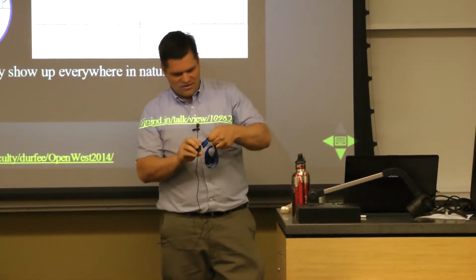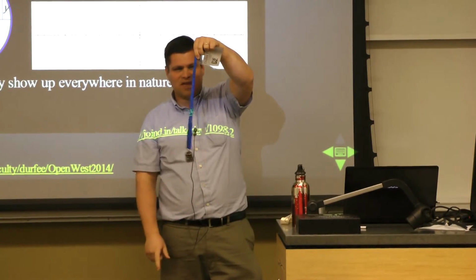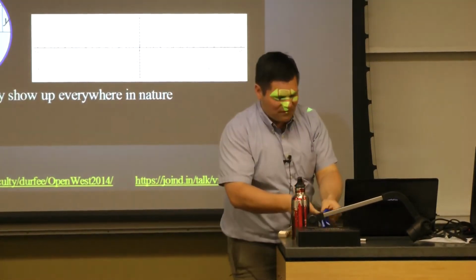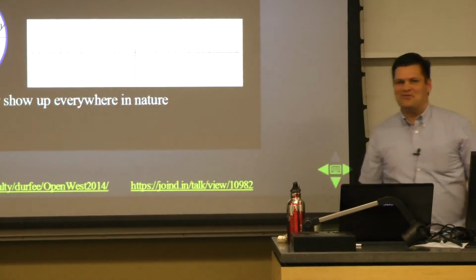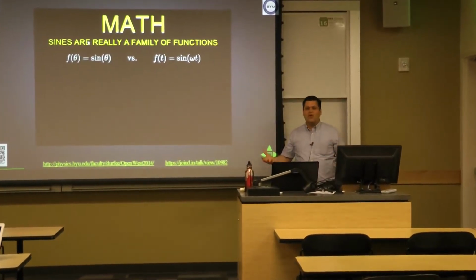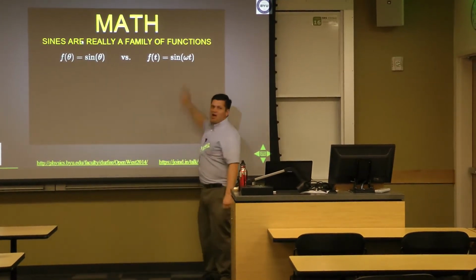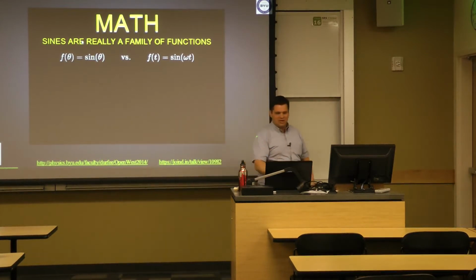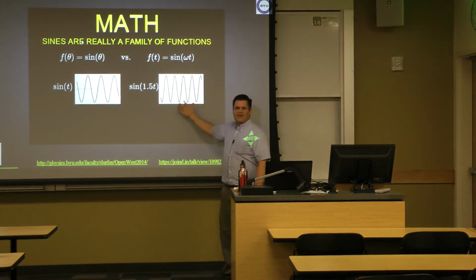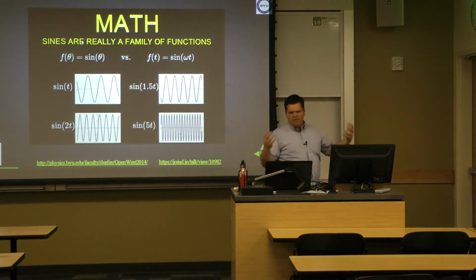I can take my lanyard here, put the mass on it, or maybe I can't. It appears that I can. If I push it, now I've got a pendulum. The displacement of a pendulum as a function of time is a sine wave. So sine waves show up everywhere. Anytime something's wiggling, there's probably a sine wave involved. And it turns out sine waves are not just one function, it's a whole family of functions. I can plot sine of theta, but I can also plot sine of some constant times time. And when I change that constant, I get a new function. So here's sine of t, and here's sine of 1.5t. They both wiggle, but this one wiggles faster. If I plot sine of 2t, it wiggles even faster. Sine of 5t, even faster. So sine is really a whole family of functions.